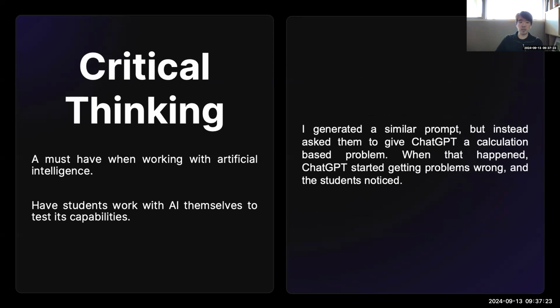And when that happened, ChatGPT started getting problems wrong, and the students noticed. I had taught the students beforehand the calculations, the chemistry, and then they said, all right, the professor taught us about this problem. Let's run it through ChatGPT. ChatGPT got it wrong. Granted, it's been getting better, and ChatGPT has developed a partnership with Wolfram Alpha, which is a computational program to help fix some of these errors.